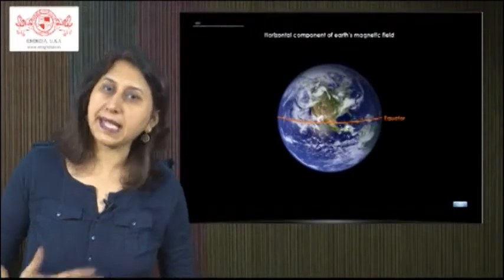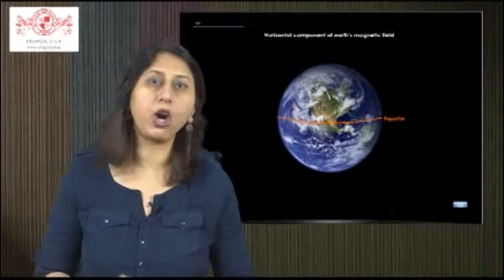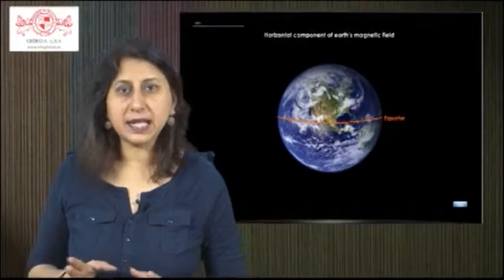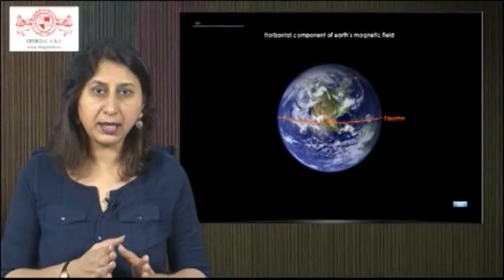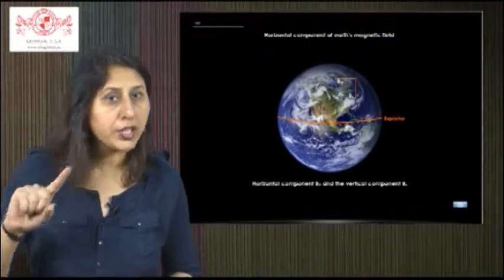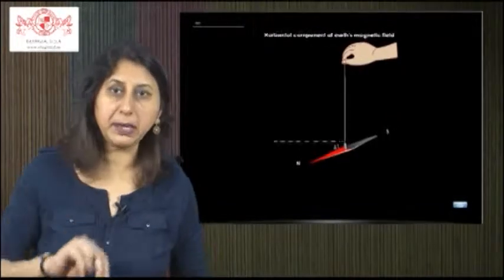Horizontal component of Earth's magnetic field. We know that except at the equator, the Earth's magnetic field is nowhere horizontal. Therefore, at any place, the Earth's magnetic field in the magnetic meridian may be resolved into two components, namely the horizontal component BH and the vertical component BV.